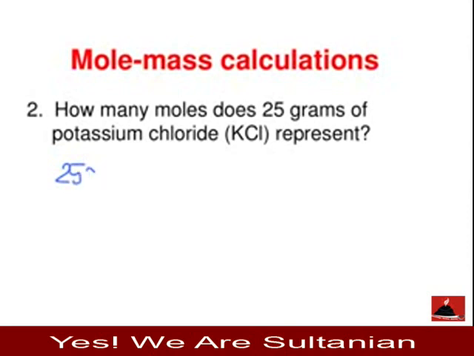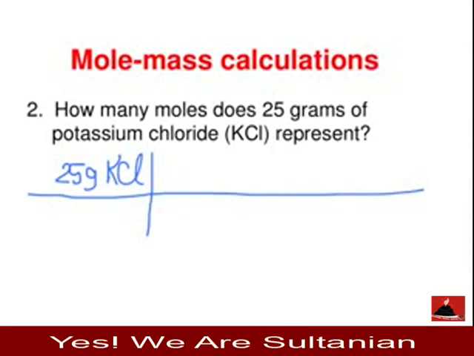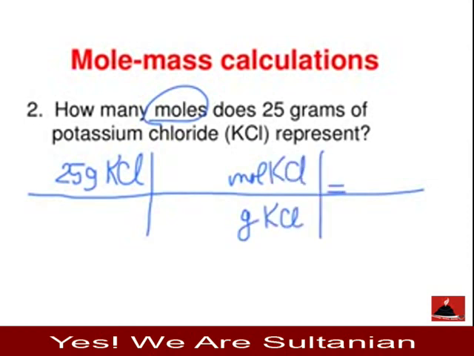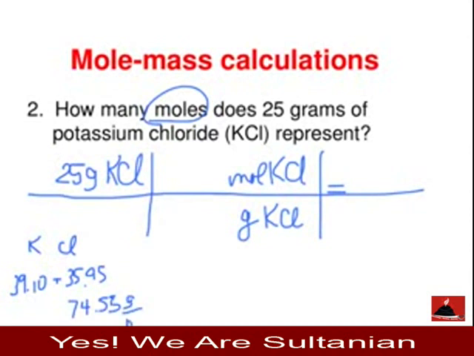So let's set up ourselves a train track, 25 grams of potassium chloride, and I know I'm going to need to find how many moles, so that's going to go on top, and the grams are going to go on the bottom, and since it's potassium chloride, I'm going to keep writing that. Okay, now I need to find the molar mass, as it said in the previous slide, so let's do that over here on the side. I need to add up potassium's mass and chlorine's mass. Potassium has a mass of 39.10 and chlorine is 35.45, and there's one of each. We add them up, we get 74.55 grams per mole. That's grams per 1 mole.